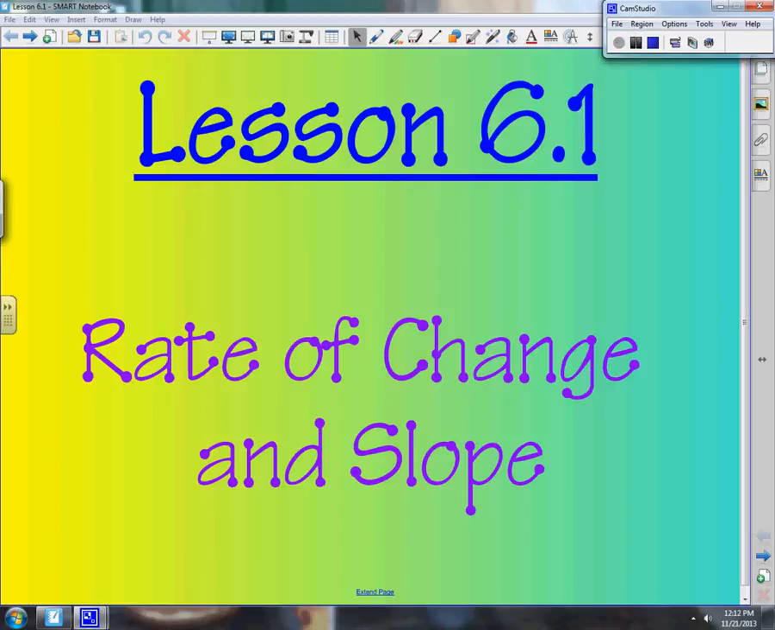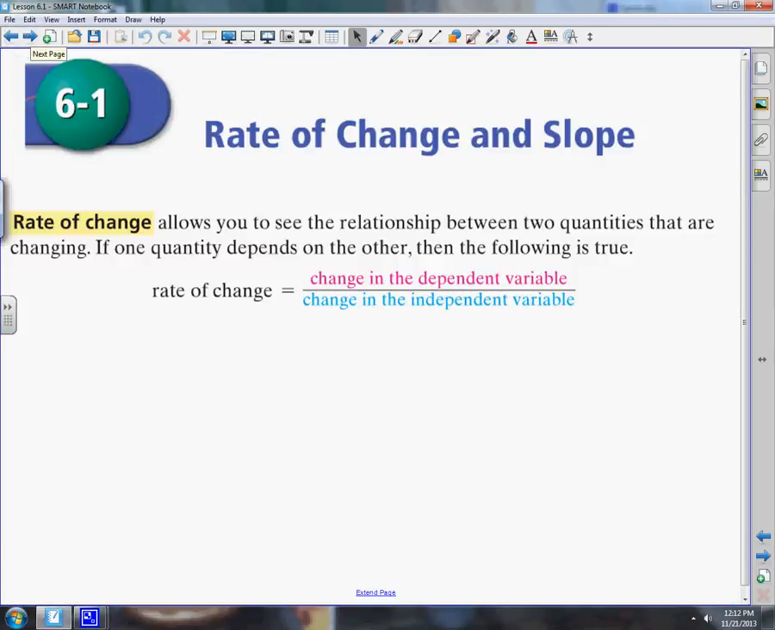Hey guys, this is lesson 6.1 for algebra. It is rate of change and slope. Hopefully most of this is a review.